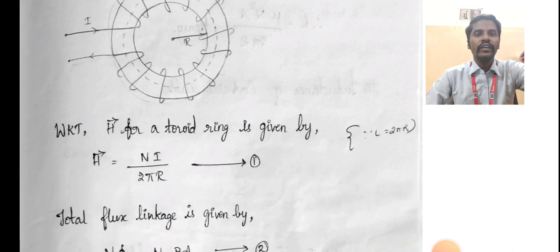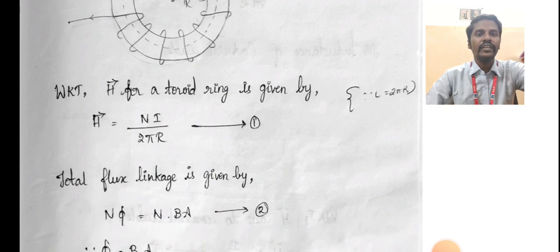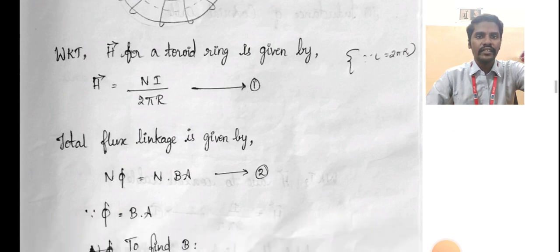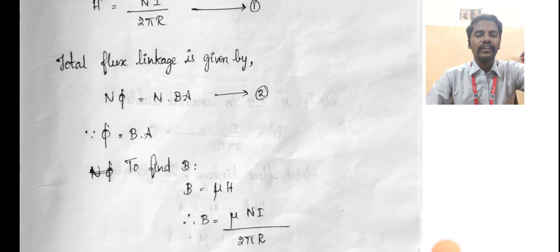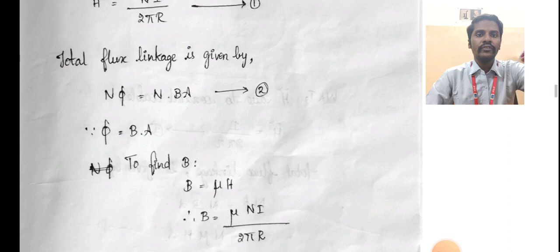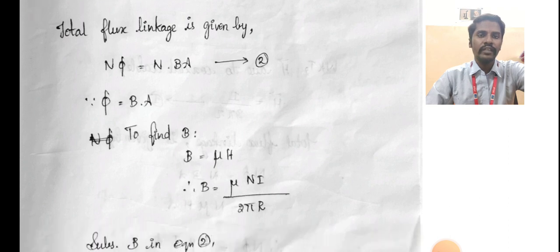We know that the value of H for a toroidal ring is given by H is equal to NI divided by 2 pi R, because it represents the circumference of the circle. Our aim first is to find the total flux linkage and then substitute the values. The total flux linkage is N phi. Instead of phi, I can put BA. Therefore, N phi is equal to N into B into A.